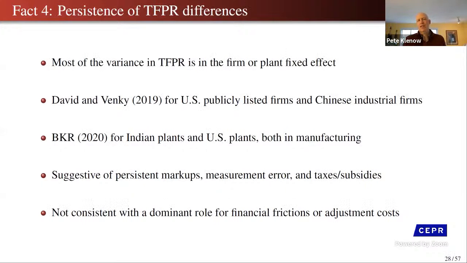So the persistence I already touched on. Dave and Venky found that was the biggest component in China and the US. We found it in our study of US and India manufacturing. And again, to me, that says maybe not financial frictions, which would be transitory because you can save your way out of financial frictions, or adjustment costs, which should be transitory as well. So those might be important, but they might not be as important as things like markup differences or tax and subsidy differences across these firms and plants.